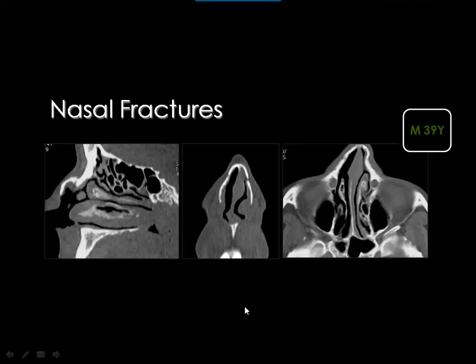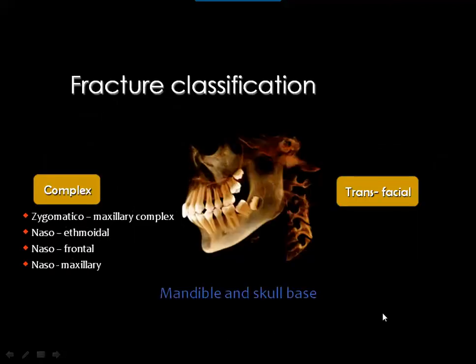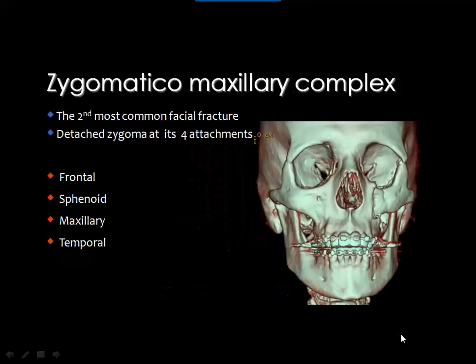This is a fracture of the nasal bones by coronal CT image and an axial image, and also the sagittal reconstructed image. Then this was just an example for the simple fractures. Actually, if any single bone is fractured, we call this a simple fracture. Then we come to the complex fractures, and I will discuss in detail this very important one, which is the zygomatico-maxillary complex fracture. This fracture is the second most common facial fracture after the fractures of the nasal bones.